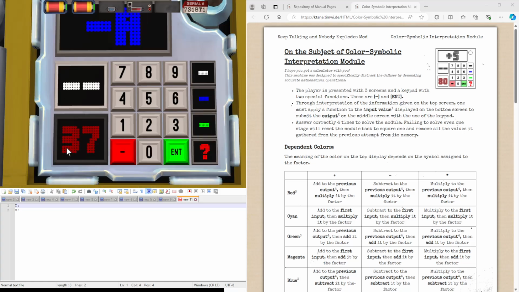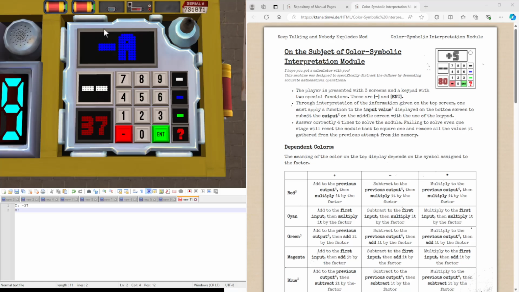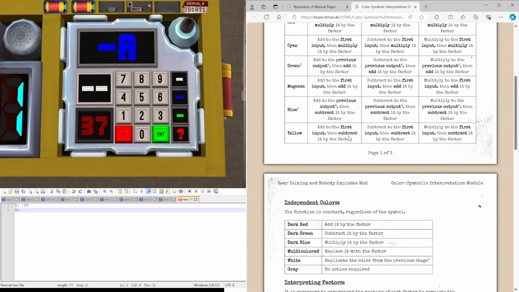A red number implies negative, so this is negative 37, for example. You might wonder why I have put these 2 notes here already, I and O, because we need to keep track of our inputs and outputs, because it might refer to previous outputs, the first output, the first input, and stuff like that. So our first input will be negative 37, and we'll get the output after we've figured out what our function is. There are 2 different types of color functions, dependent and independent.